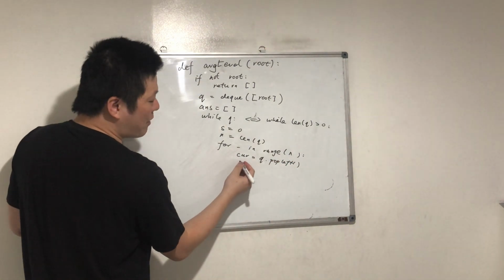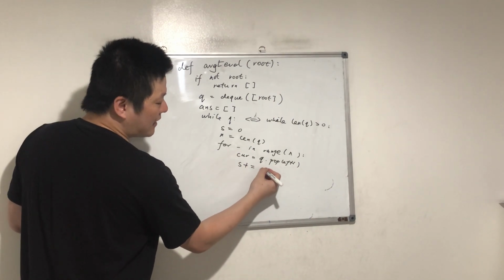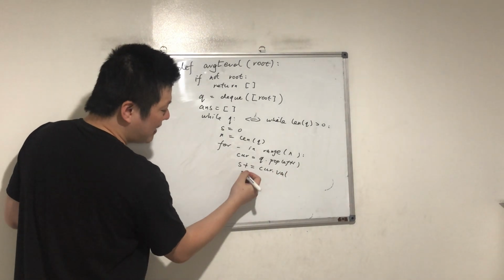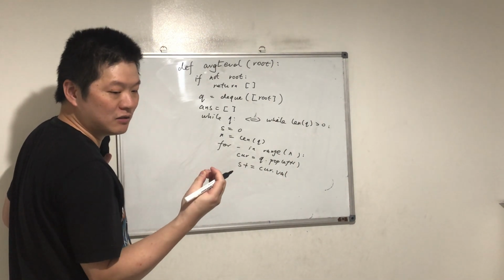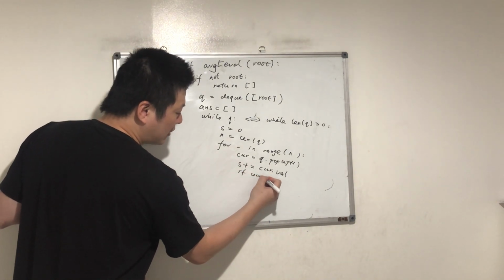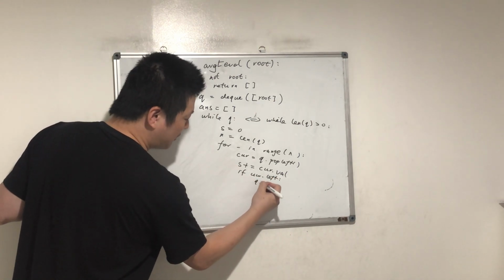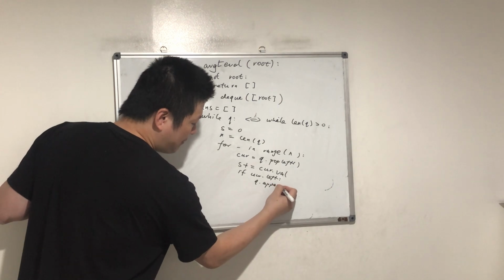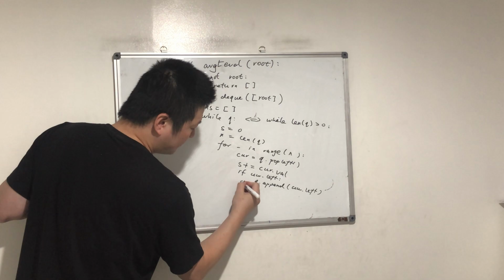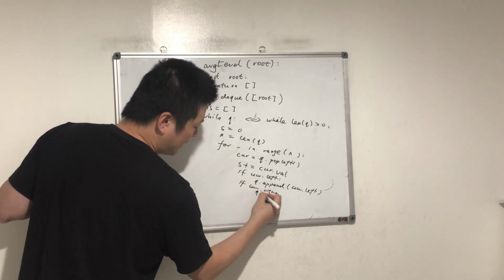Now I have a node, and I want to add to the sum. S plus equal current dot value, right? This is the sum. I'm adding all the nodes. And then I need to expand all the kids to the Q, right? So if current dot left, if the node has left kids, I want to push it to Q dot append current dot left. And then if current dot right, Q dot append current dot right. Well done.